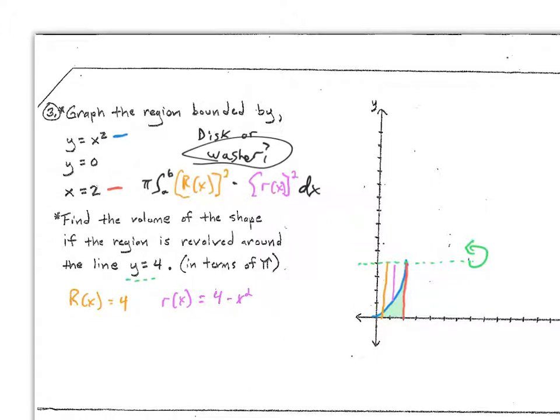Now that I've got that, I can go off to the races and do my integral. So let's set it up here. It's going to be the definite integral from 0 to 2. There's a pi on the outside, and then I'm going to have my big R squared minus my little r squared, and this is all with respect to x. All right, I'm going to pause it at this point, and I'm going to encourage you to pause the video. When we come back, we'll show you what the answer looks like.